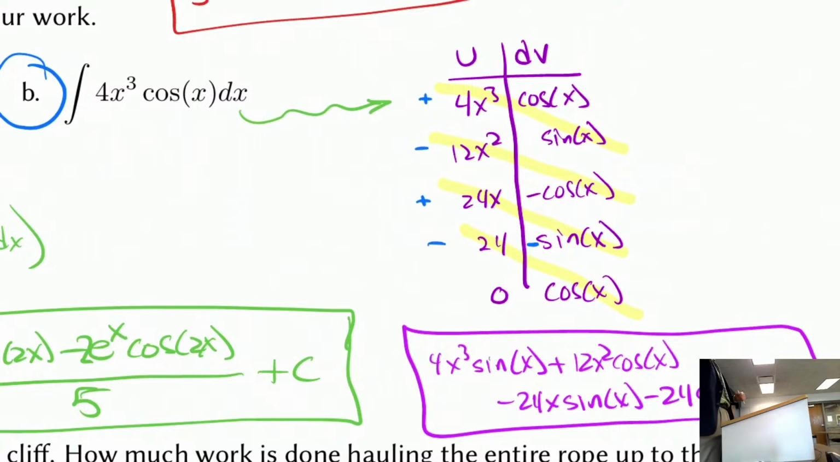But when in doubt, I mean, on the test, you don't have to use the table. You could just do integration by parts twice, and you'd be okay. It's not that hard to do it twice. So it's up to you.